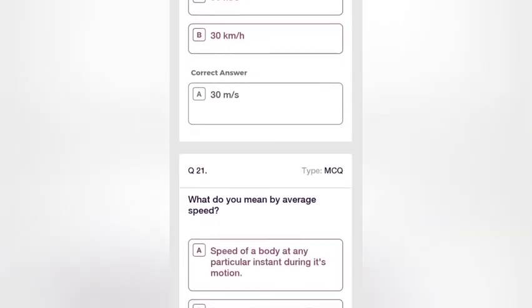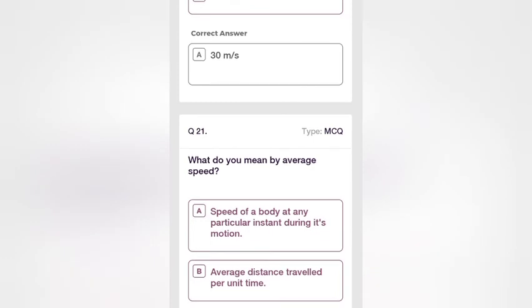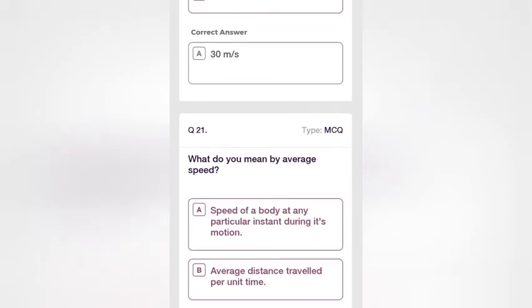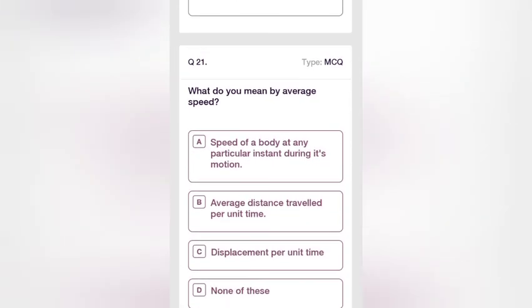What do you mean by average speed? We have seen. It is the average distance traveled per unit time. Option B is the correct answer.